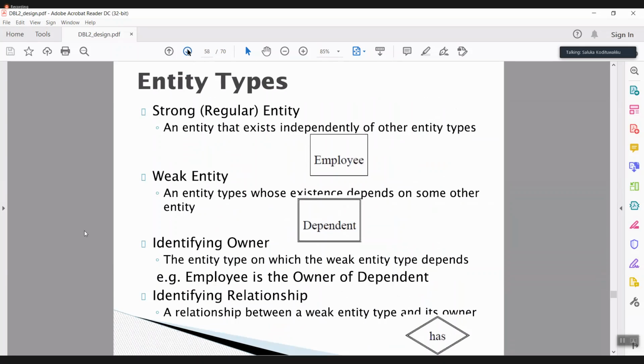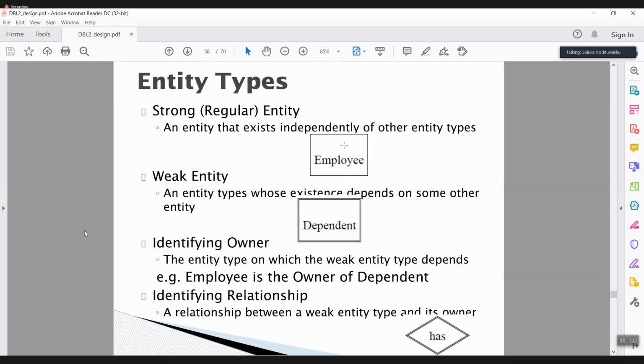Okay, now next we talk about the ER model language symbols, and then how to represent the entities, associations, and the attributes. We already showed that there are three types of attributes: simple, composite, and multivalued. And similarly, entities also have two types. One is the regular or strong entity, the other one is the weak entity.